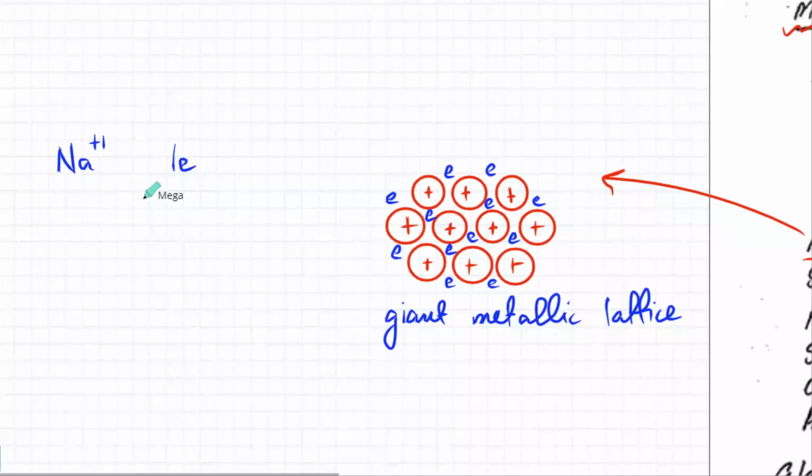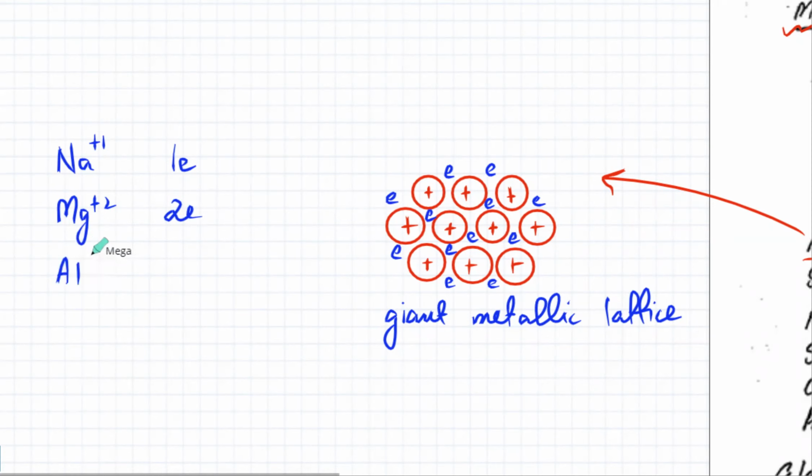Similarly, you've got Mg, which is +2, and it's got more delocalized electrons. You got Al, which is +3, so it has even more delocalized electrons. So why is the metallic bond becoming stronger? It's becoming stronger because you're going to have stronger metallic bonds.